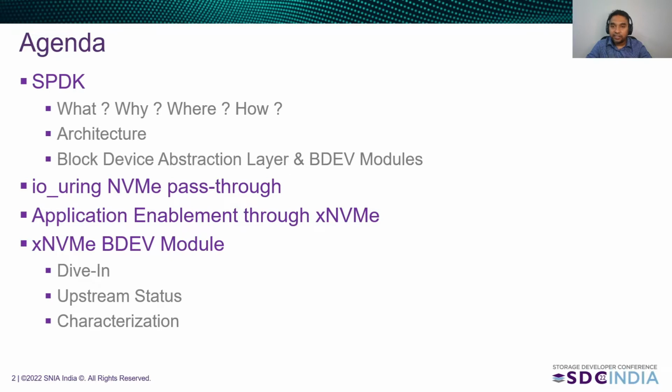Here is the outline of the talk. First, I cover the SPDK basics and the problem statement in hand. Then Kanchan is going to talk about the new in-kernel pass-through path. Thereafter, I will elaborate on how we use this new pass-through to build a new BDEV in SPDK. In the end, we show the performance data using this BDEV.